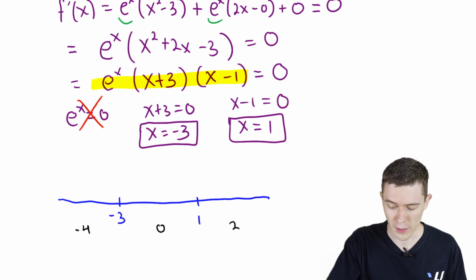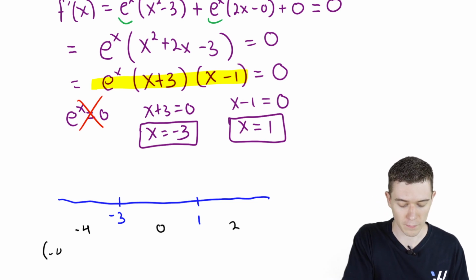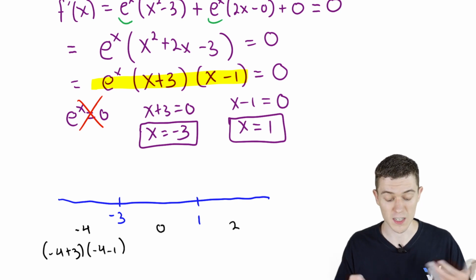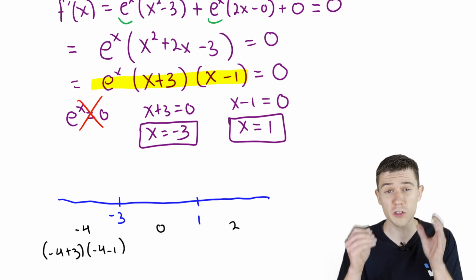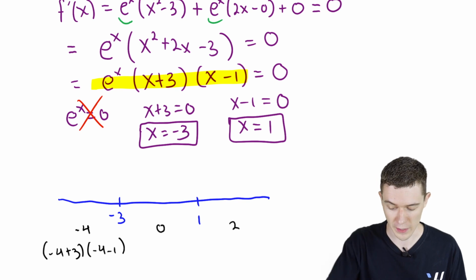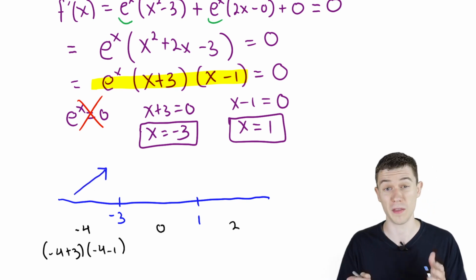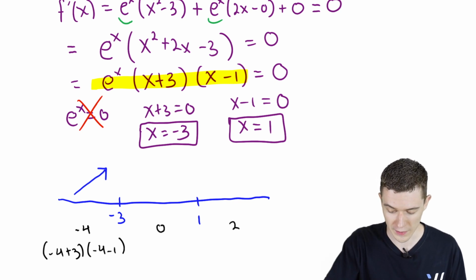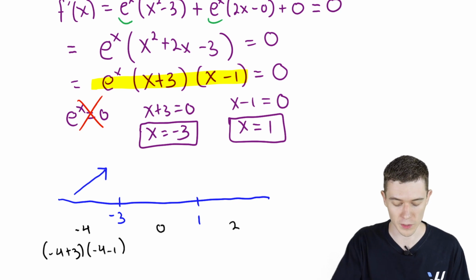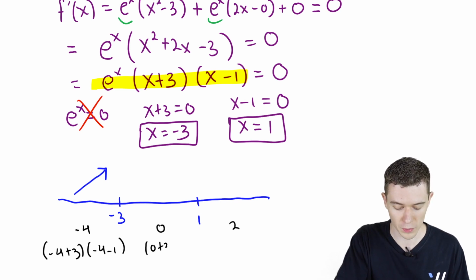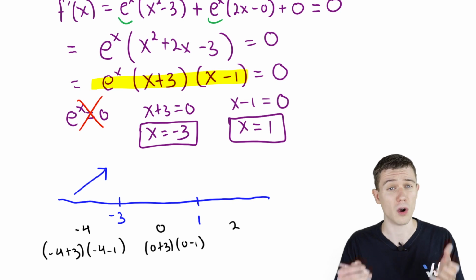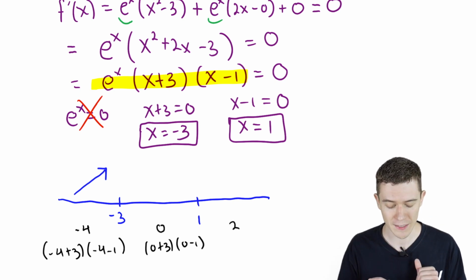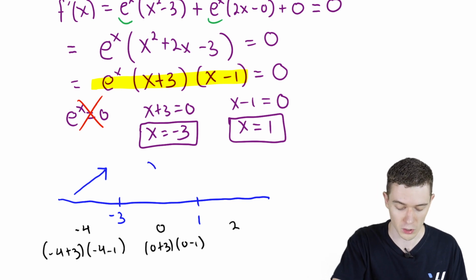But if we plug in negative 4, well, that would be negative 4 plus 3 times negative 4 minus 1. Negative 4 plus 3 is negative. Negative 4 minus 1 is negative. We have a negative times a negative, that's positive. So our first derivative is positive when we're less than negative 3. That means our function is increasing on that interval. Let's try 0. Do the exact same thing. Again, we're ignoring e to the x, it's always positive. But if we plug in 0, we'll have 0 plus 3 times 0 minus 1. That would be 3 times minus 1, which is negative. Our first derivative is negative, means our function is decreasing on the interval minus 3 to 1. Our function is going down.